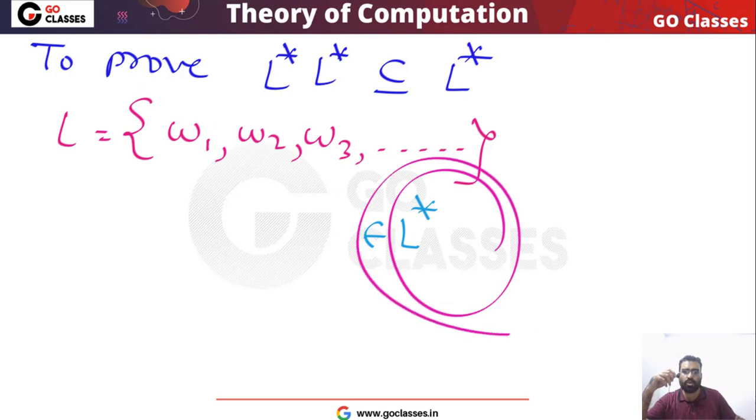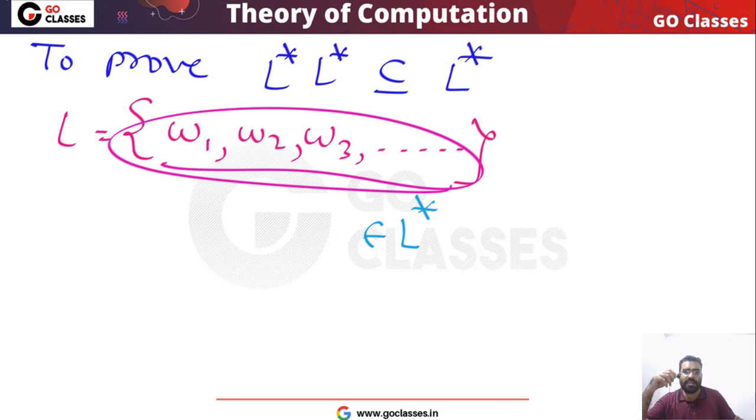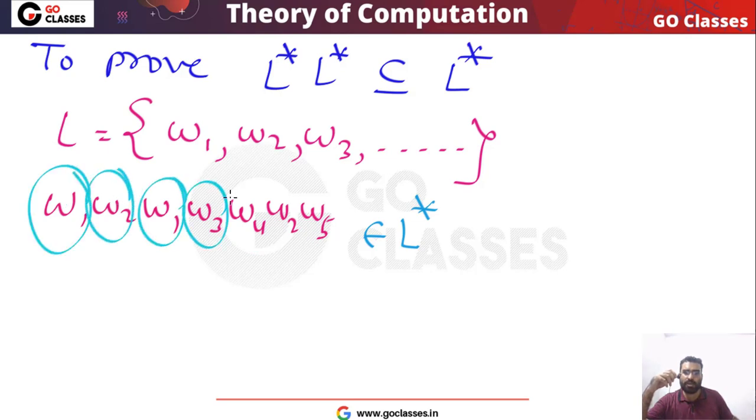We have already understood L star, and we know that if you have any language L and these are the strings, then this type of strings will be in L star, like W1 W2, W1 W3 W4, and so on. This means in L star you have strings that I can divide into some parts such that every part is a string of L.